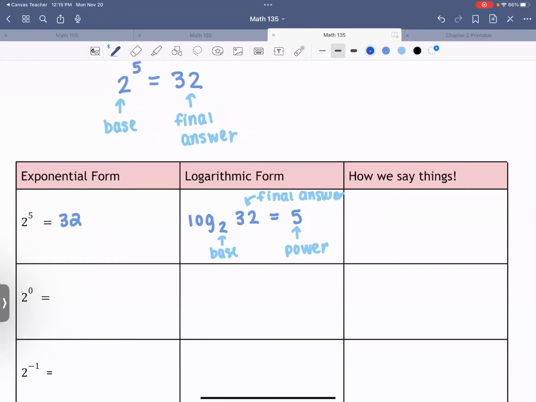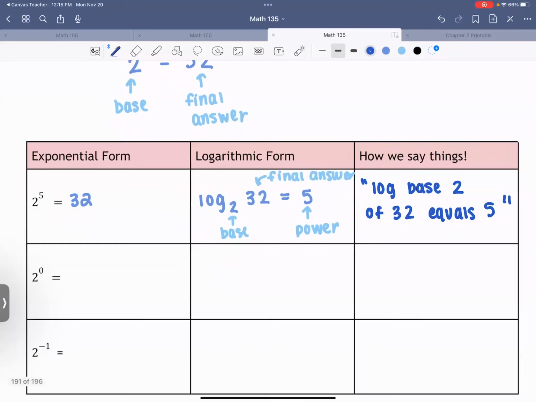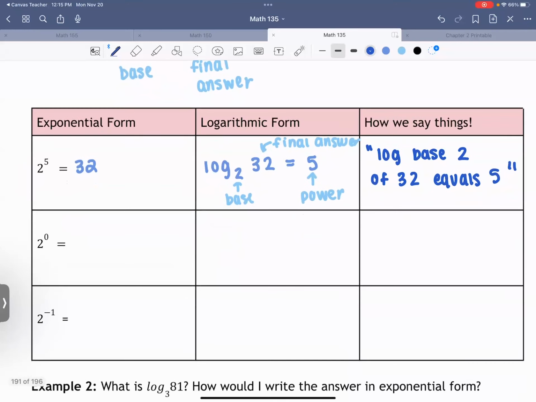Now, before we talk about that, I guess we have to talk about how we say things. If you wanted to read this aloud, I would say this: log base 2 of 32 equals 5. That's how I would say that aloud. All right, let's do another one. 2 to the 0 power. What is 2 to the 0 power? 1. Good. Anything to the 0 power is equal to 1.